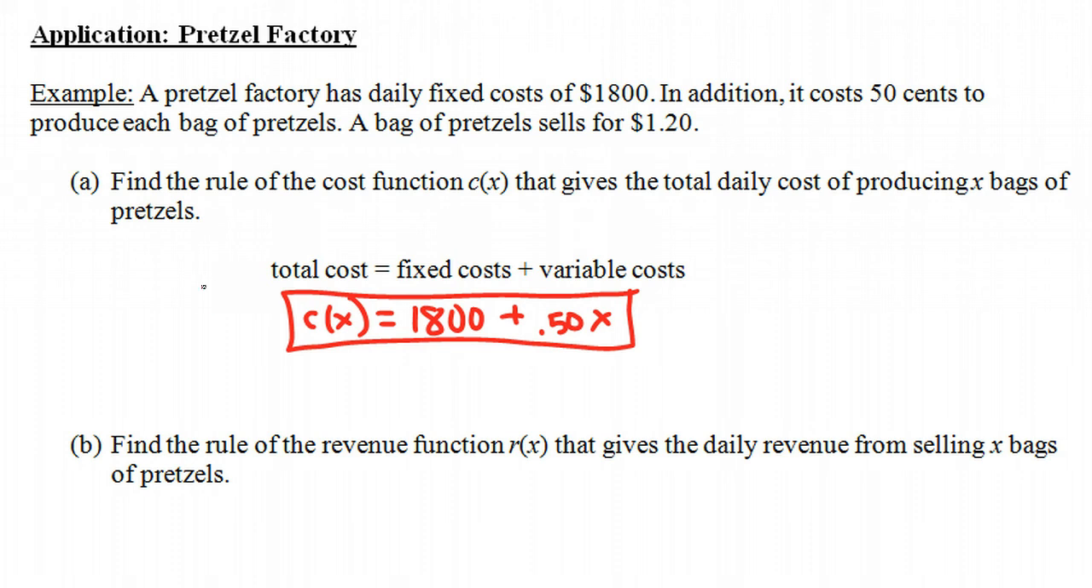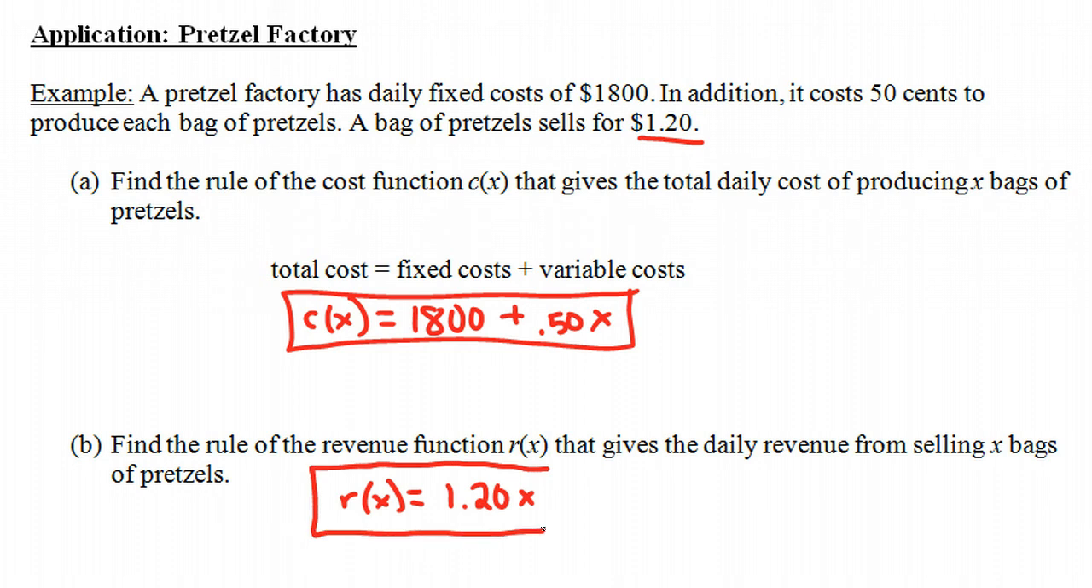Part B says find the rule of the revenue function that gives the daily revenue from selling x bags of pretzels. Now, remember that each bag of pretzels sells for $1.20. So if you sell 10 bags of pretzels, it would be $12. If you sold 1,000 bags of pretzels, you would get $1,200 of revenue. So the revenue function R of x is going to equal $1.20 times the number of bags that you sell, x. So the revenue function is 1.20x.